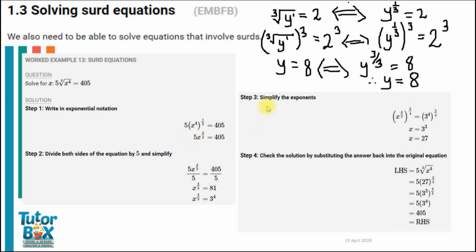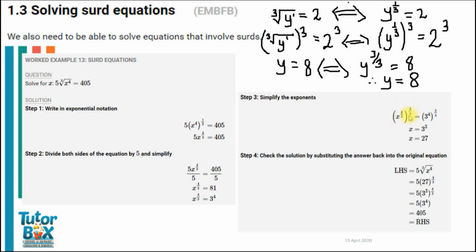So step 3, we have simplify the exponents. Let's just recap on this part. We have x raised to the power 4 over 3 is equal to 3 raised to the power 4, and we want to solve for x. Because this is not the kind of question where you have the same base and you're trying to find the exponents. Now the x is actually the base and we're trying to get what that x is.